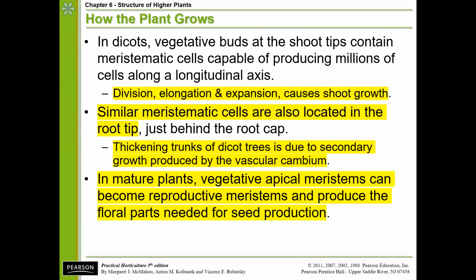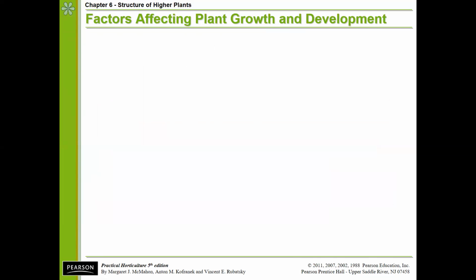When plants mature, though, they switch. The vegetative apical meristems then become reproductive meristems and can produce floral parts. And as we'll get into here in a little bit on the review, those floral parts are often in that switchover as a result of hormonal changes. Kind of like how it is with people too.